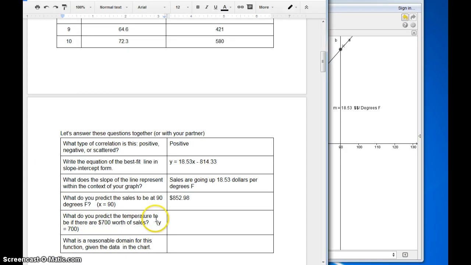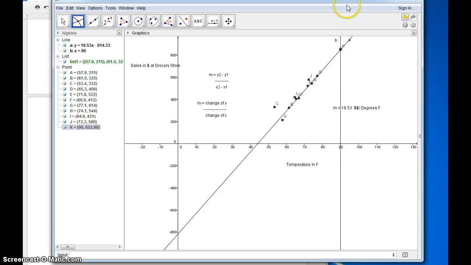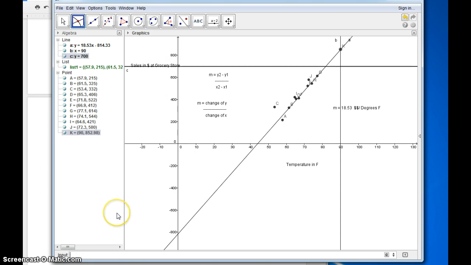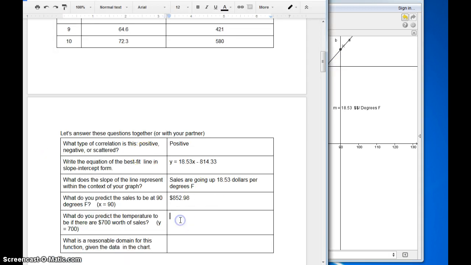So now read the next question. What do you predict the temperature to be if there are $700 worth of sales? So in other words, when y is 700, let's see what the intersection is. Go over here, and it says the temperature should be 81.74 degrees.